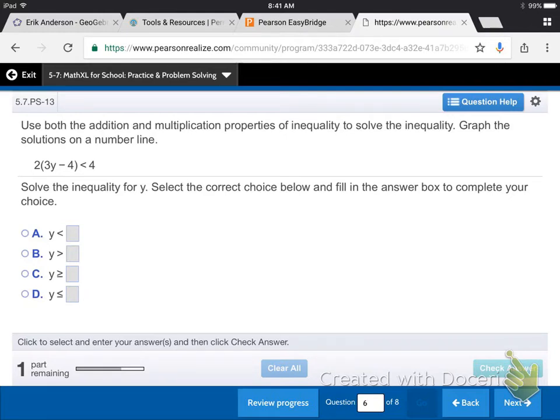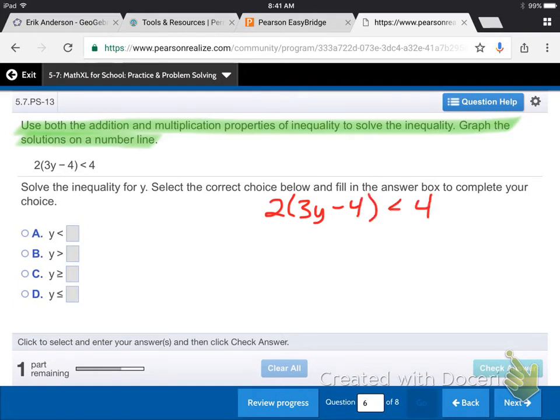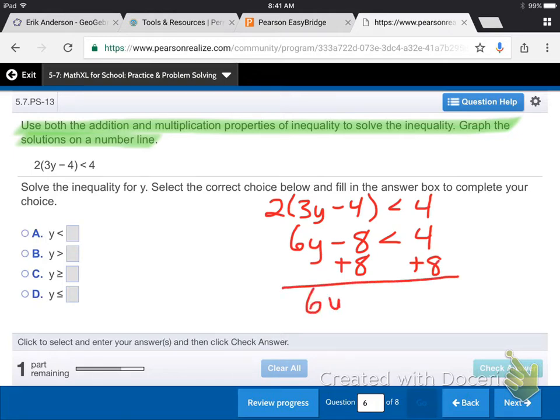Here's number 6. This one says use both the addition and multiplication properties to solve and graph the solutions on a number line. So we know how to do this. We're going to take our inequality, 2 times the quantity 3y minus 4 is less than 4, and first distribute. 2 times 3y is 6y, and 2 times negative 4 is negative 8, is less than 4. We're going to add 8 to both sides. Bring down our 6y. 8s cancel. 4 plus 8 is 12. Divide by the coefficient of the variable, and y is less than 2.